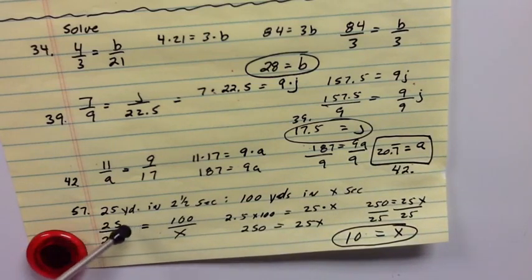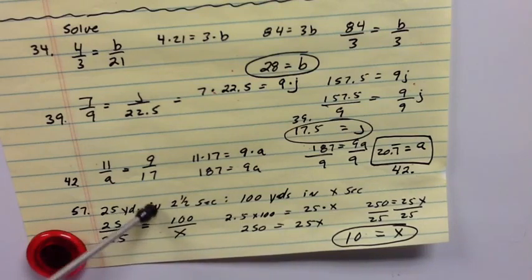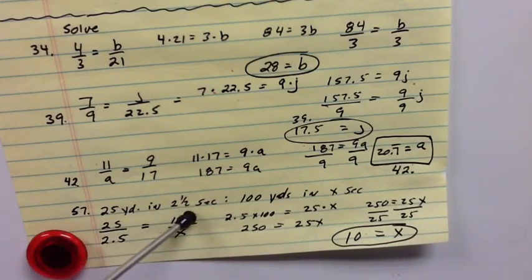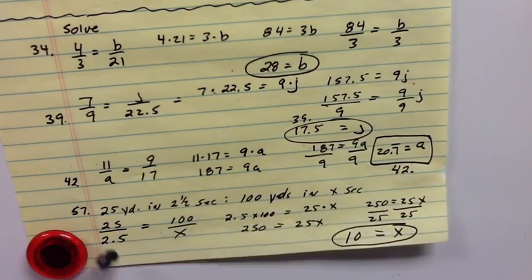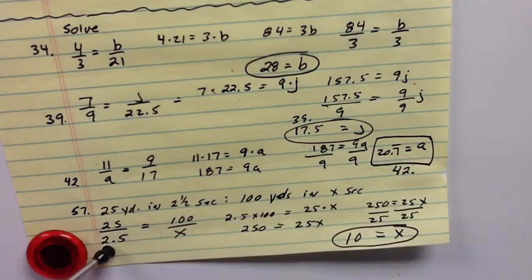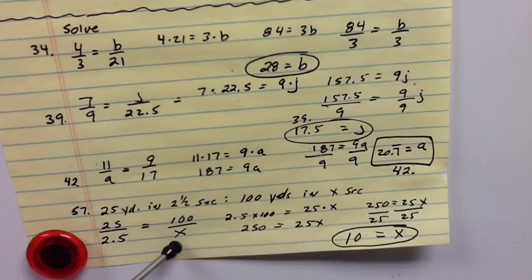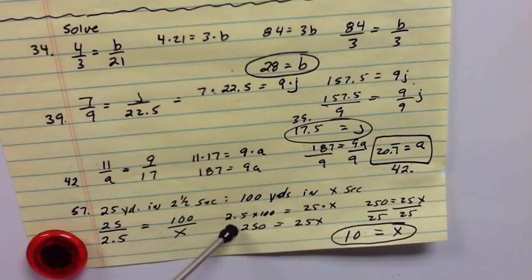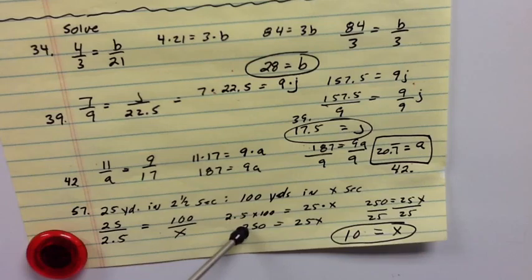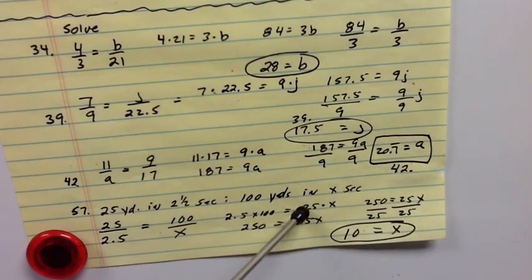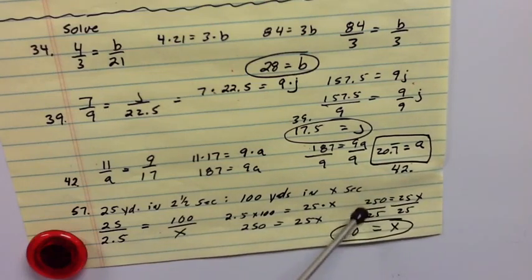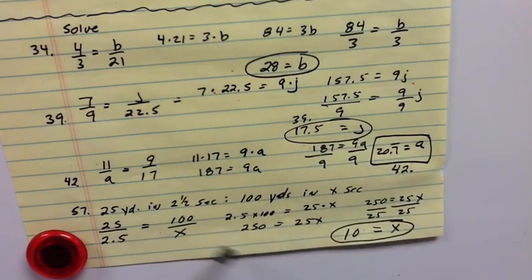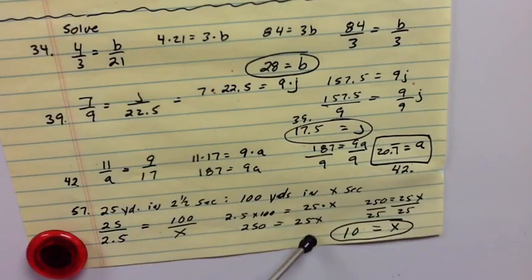The last one we're going to do is I have 25 yards in 2.5 seconds. So I want to know how fast I can run 100 yards in X seconds. So 25 over 2.5 equals 100 yards over X. Cross multiplying, 2.5 times 100 is 250. 25 times X is 25X. Divide each side by 25. 250 divided by 25 is 10. So I'll run 100 yards in 10 seconds if I can run 25 yards in 2.5 seconds.